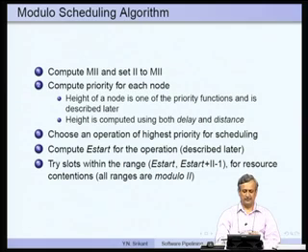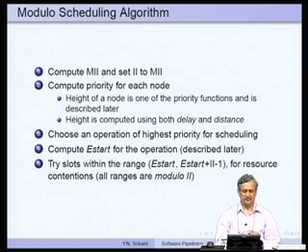Height of a node is one of the priority functions and we are going to say how to compute it a little later, and height is computed using both the delay and distance components of the dependence graph. On the arcs we have the dependence, the delay and the distance. So, we are going to use it to compute the height. So, let us assume that priority, that is height, is computed for all the nodes. Choose an operation of highest priority for scheduling.